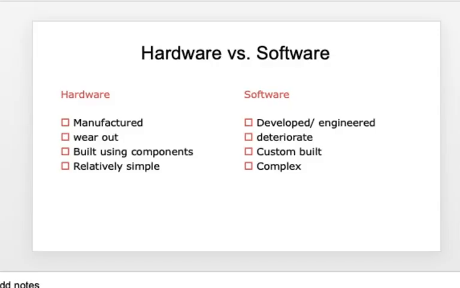If you look at some distinctions between hardware and software, hardware is manufactured whereas software is developed or engineered, rarely manufactured. Hardware wears out over time. Software does not wear out, instead it deteriorates over time. Hardware is built using components, where you just assemble the components together to get a hardware component. Software is always custom built. Hardware is relatively simple but software is quite complex.